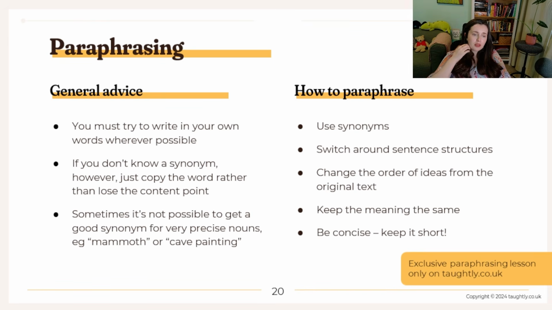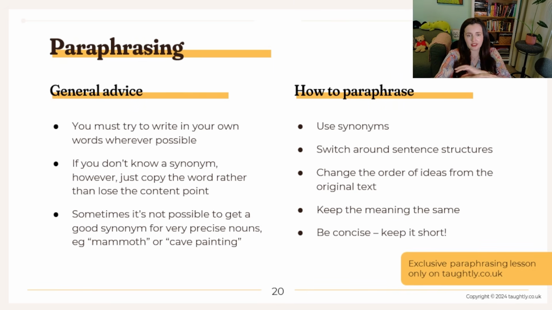Sometimes it might not be possible to get a good synonym, especially for very precise nouns. So for example, foal or horse. We don't really want to think of synonyms for those words because they're far too precise, and it's fine to reuse those words. So for paraphrasing, which means writing in your own words, you should use synonyms.